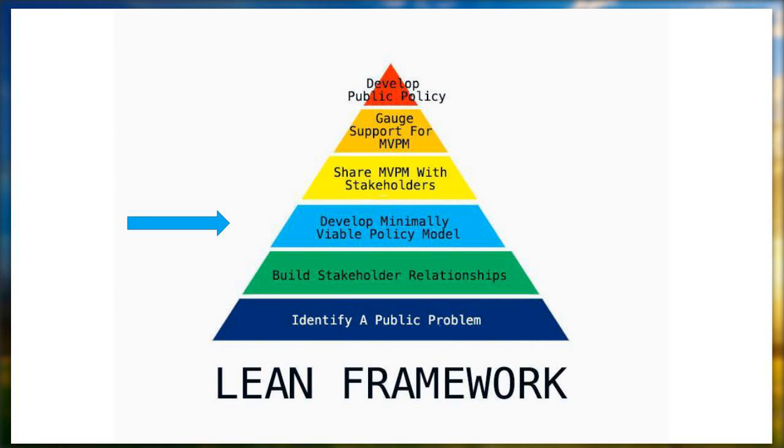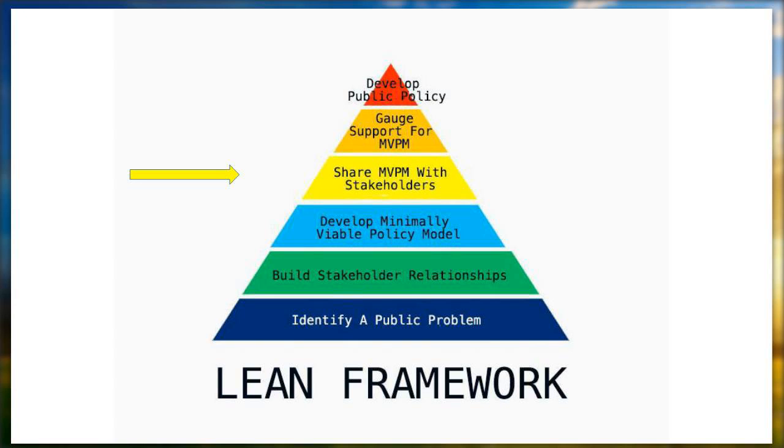Third step is developing a minimally viable policy model. Remember, a minimally viable policy model is a communication tool. It seeks to open doors with stakeholders and garner agreement that pursuing a specific policy solution to a public problem is a good idea. It is not a presentation of evidence. It is simply a presentation of the logic of how a public policy can address a public problem and can take many forms. Whatever format you choose, keep in mind that its core purpose is simply to communicate A, that a problem is a public problem, and B, that your policy solution is a desirable way to address that public problem.